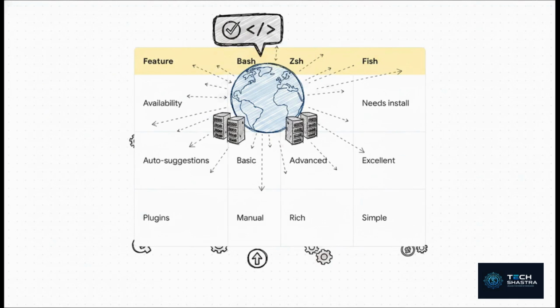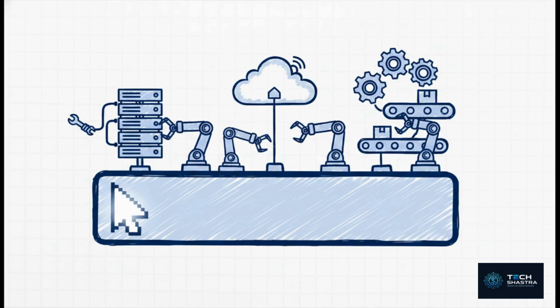Now, you'll probably hear about other shells like Zsh or Fish, and they do have some cool features like really fancy auto-suggestions. But just look at that top row, availability. Bash is everywhere, especially on the servers that run the internet. It's the universal language. If you learn Bash first, it means you can work on pretty much any system anywhere in the world. And that universality is so key.